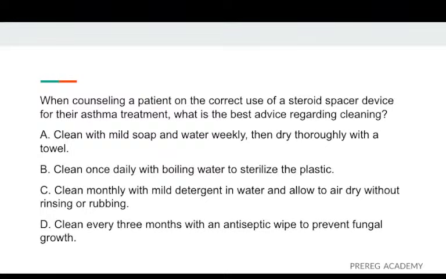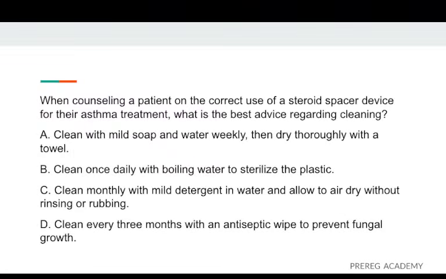When counseling a patient on the correct use of a steroid spacer device for their asthma treatment, what is the best advice regarding cleaning? A, B, C, or D? So when cleaning a spacer device, you're not allowed to rub. We should just clean it with mild detergents and allow it to air dry, because we want to reduce the risk of electrostatic. Always allow to air dry.